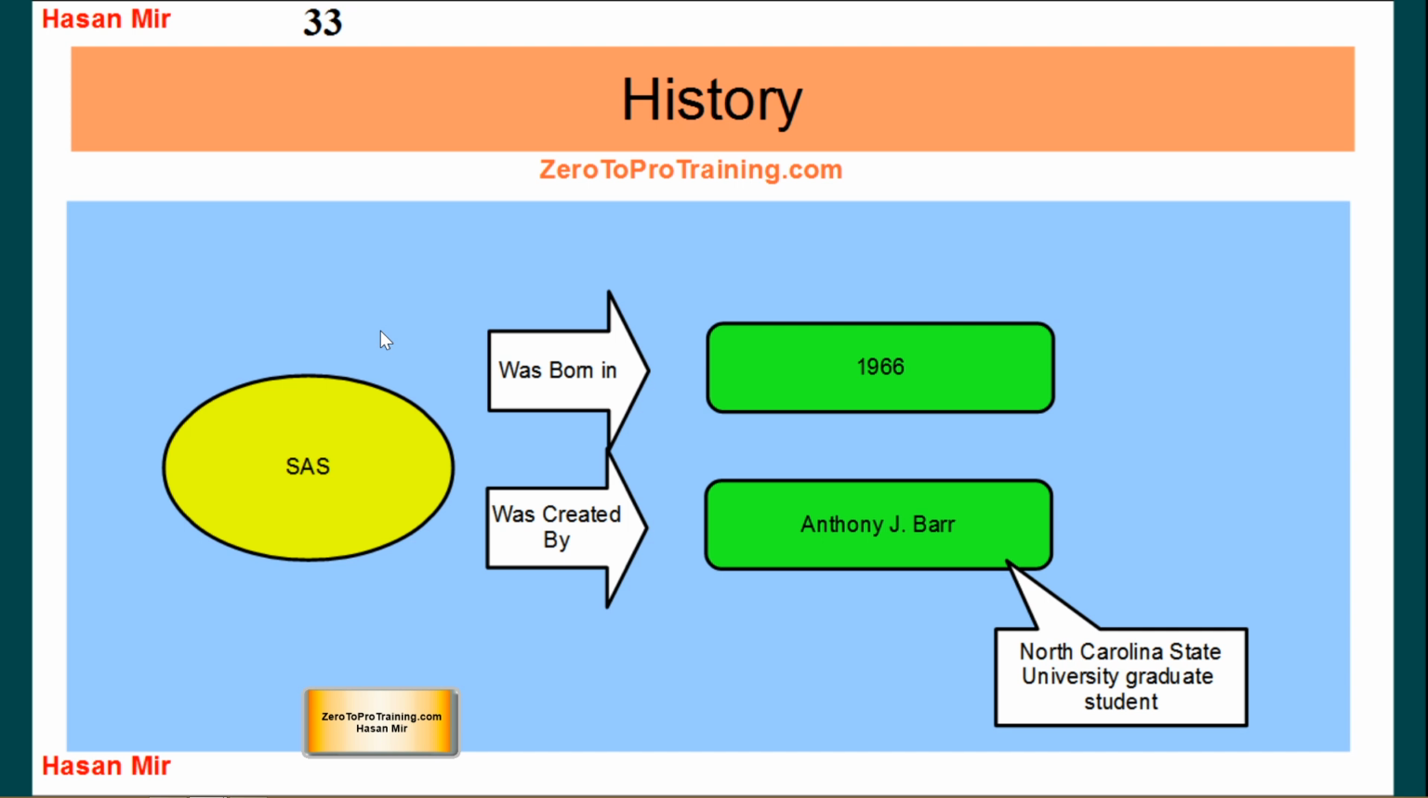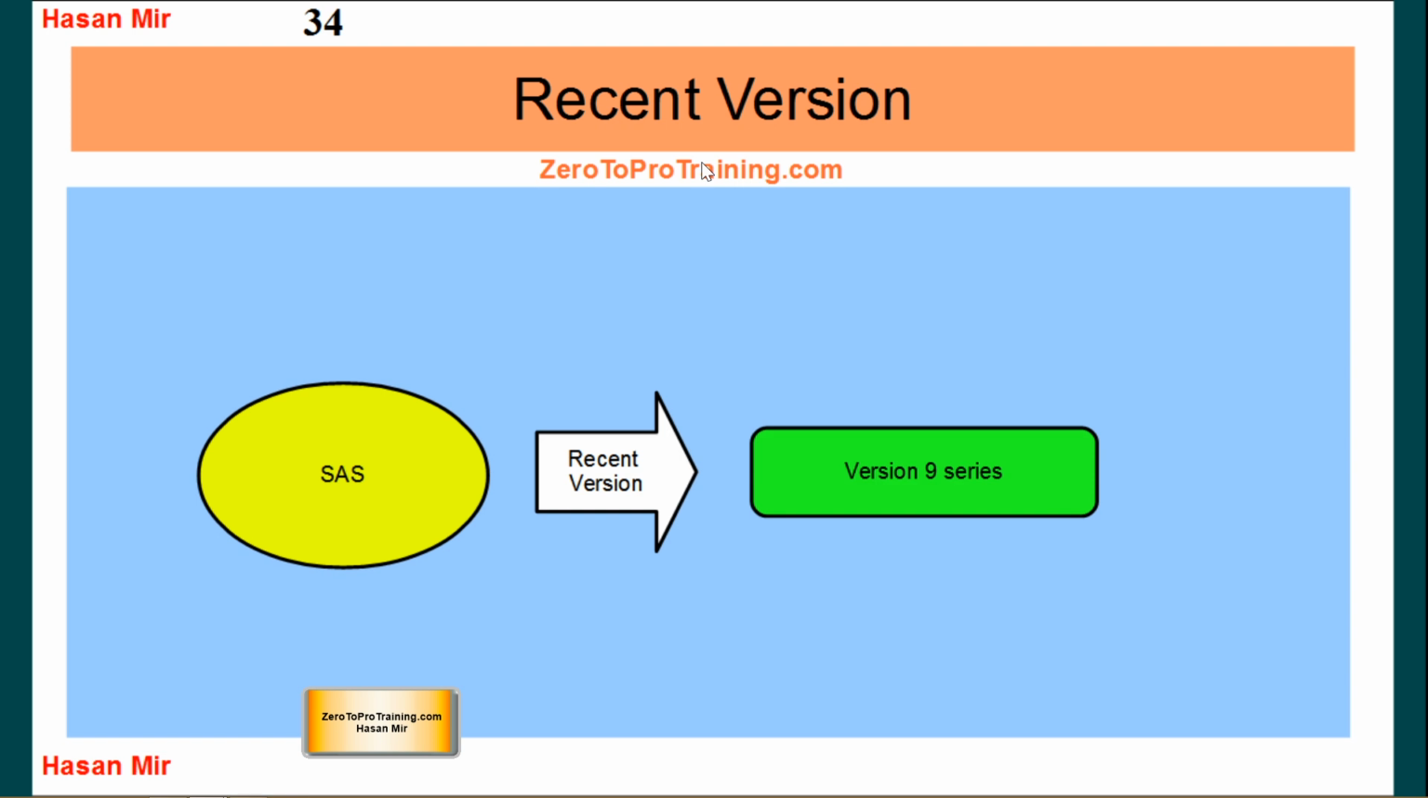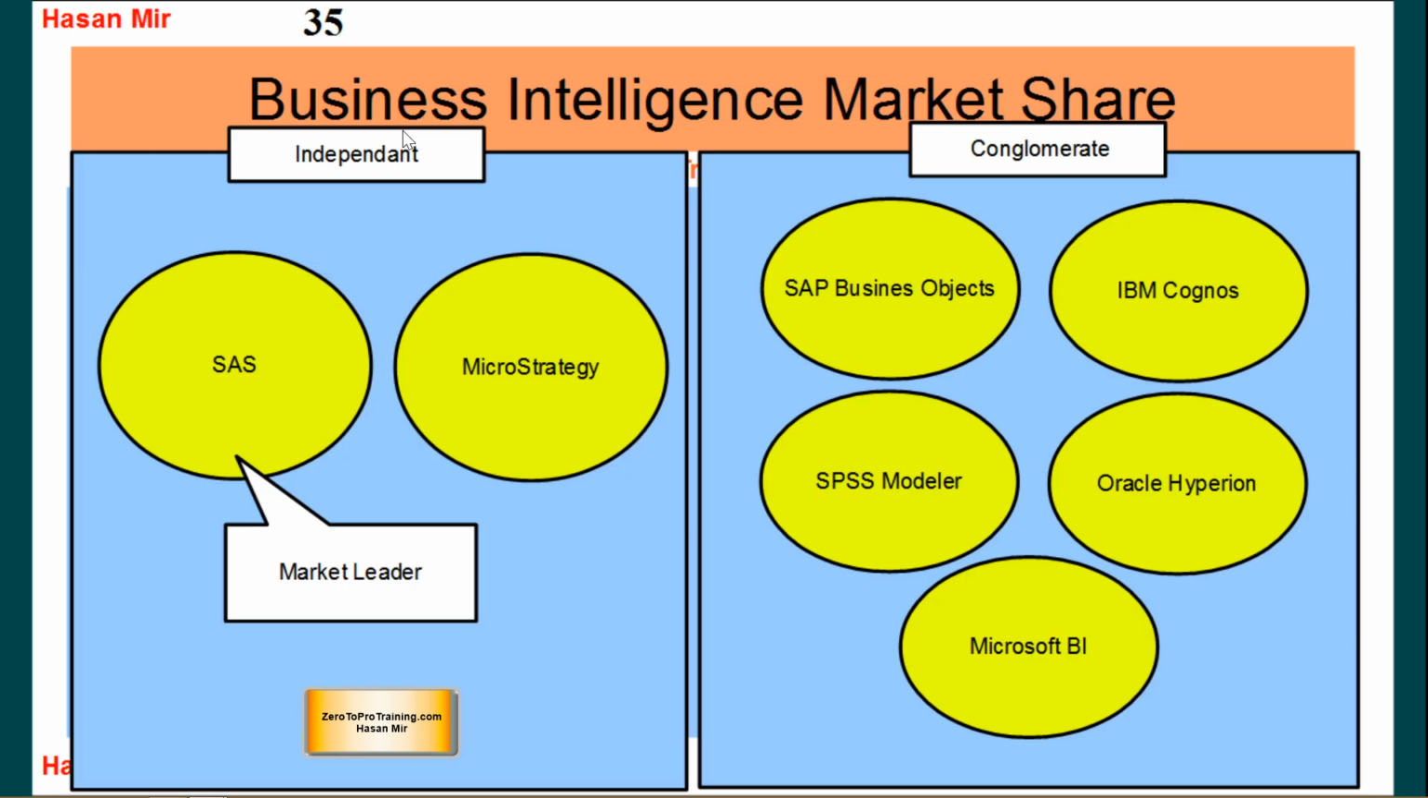SAS is a product that lets you analyze data, and it falls under the business intelligence market. If you want to know more about business intelligence, please take my video specifically on that topic. SAS is a market leader in this market along with MicroStrategy. So these are the products that are solely created for business intelligence purposes. We have a tremendous amount of competition in this market coming from giants like SAP, Oracle, Microsoft, and IBM.